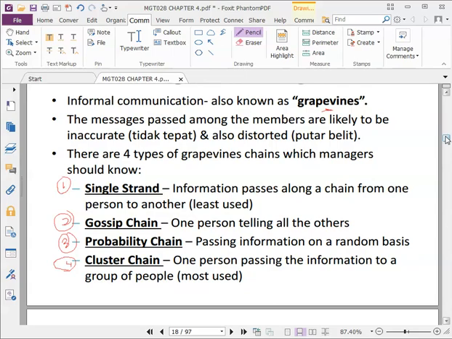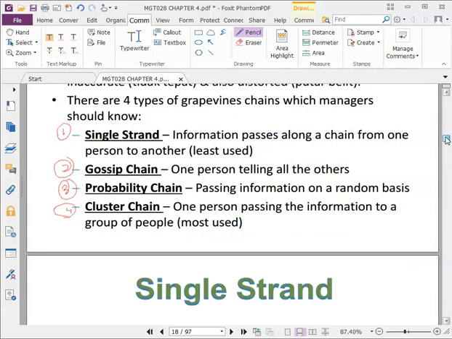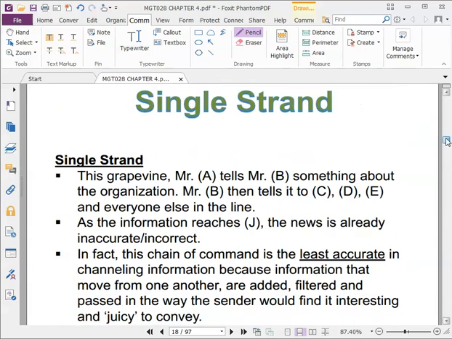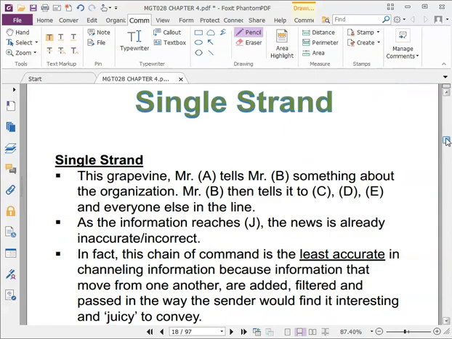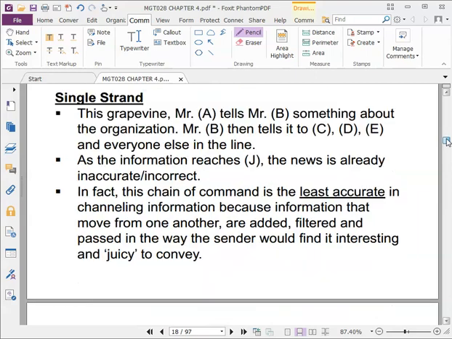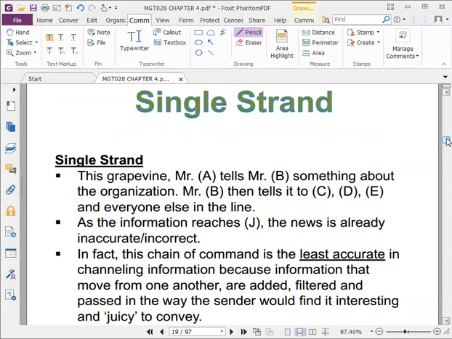Okay, itu ada 4 jenis grapevine. Okay, yang you must understand. Jadi ada example dia lah. Secara lebih detail, single strand discovery. Mr. A tells Mr. B something about the organization. B then tells it to C, D, E, and everyone else in the line.